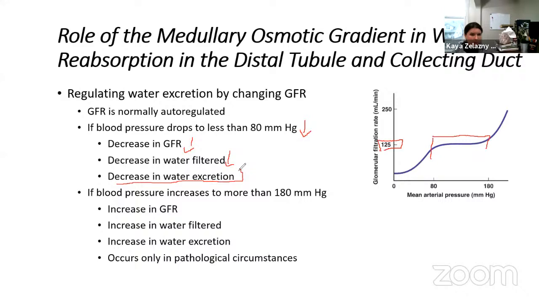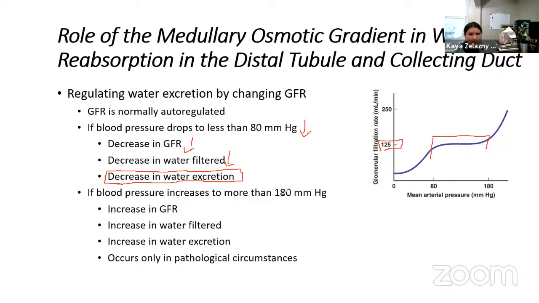So if we have a super low blood pressure, we're going to decrease our water excretion, which means we're going to retain water, right? Which is actually kind of good for us, right? We don't want to have that low blood pressure. We want to conserve our body water.